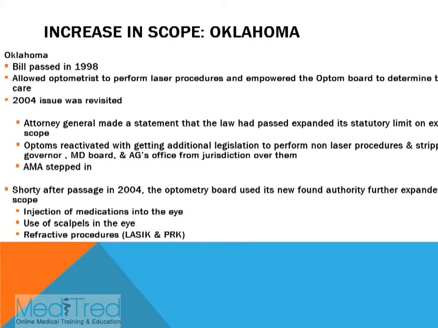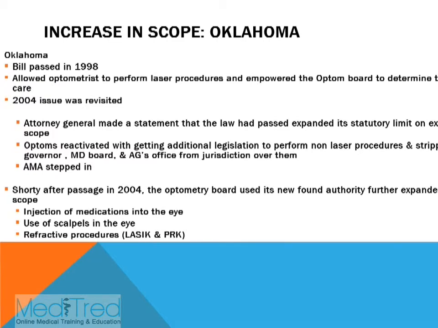So let's look at the optometry scope of practice and what the ethics involved in their practice are. As I mentioned before, their training is restricted to 4 years of optometry school. And based on those 4 years, they want to start performing surgery. So in a lot of states, they've been going to the legislature to increase the scope of practice. And finally, they succeeded in 1998 in expanding their scope of practice to perform certain surgical procedures, which allowed optometrists to perform laser procedures and empowered the optometry board to determine the scope of care.